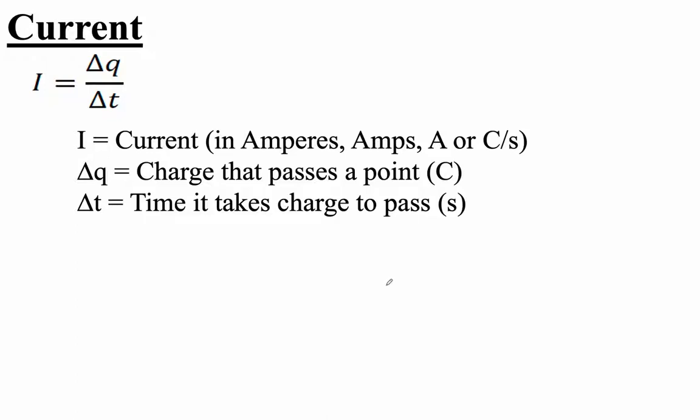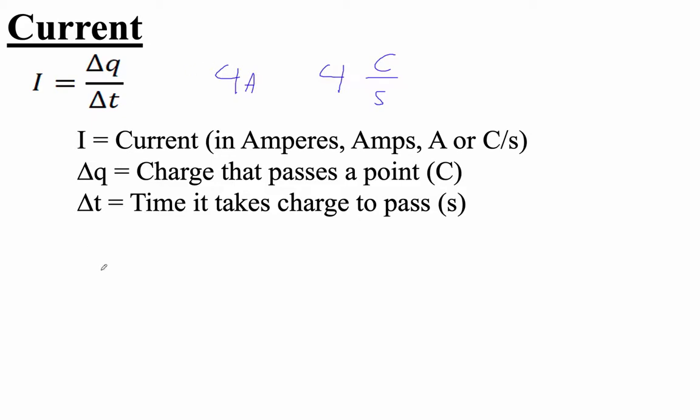Alrighty, so I'm not going to spend a lot of time on it. This is a fairly basic concept. Electrical current literally is how much charge passes a point in a particular amount of time. For example, if you have a current of 4 amps, that literally means 4 coulombs of charge pass by every second.